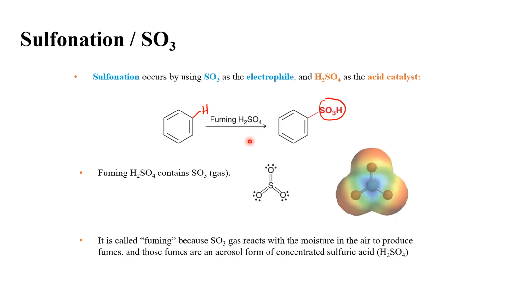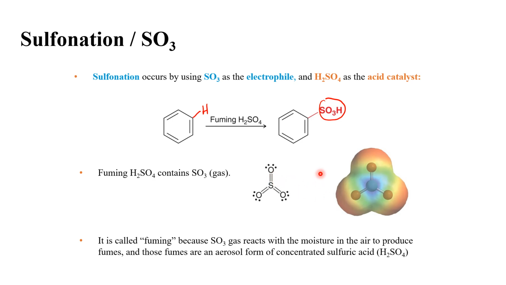Okay? And why are we saying that there's fuming H2SO4? Why do we call it fuming? Well, fuming H2SO4, it turns out, contains SO3 as a gas. Okay? Here's the Lewis structure of SO3. And why is SO3 an electrophile? If you look at the electrostatic potential map of this, you can see the blue area, you guys know that the blue means electron poor and red regions of a map mean electron rich, right? So the sulfur you can see is electron poor.